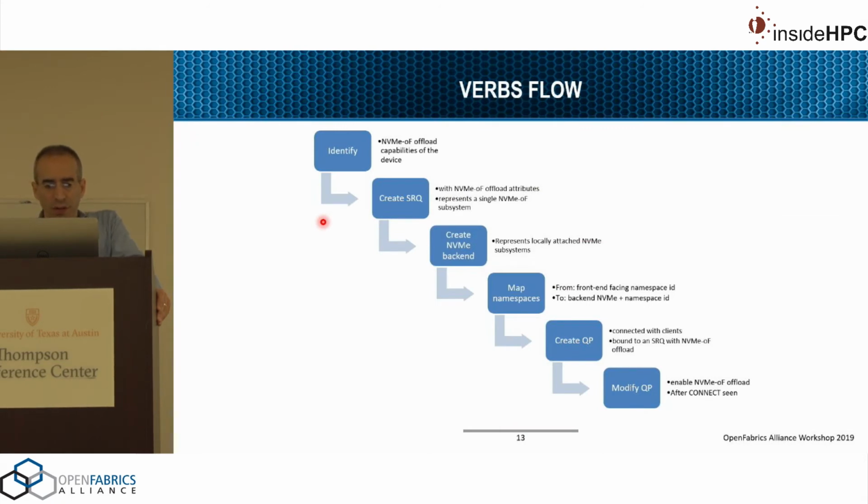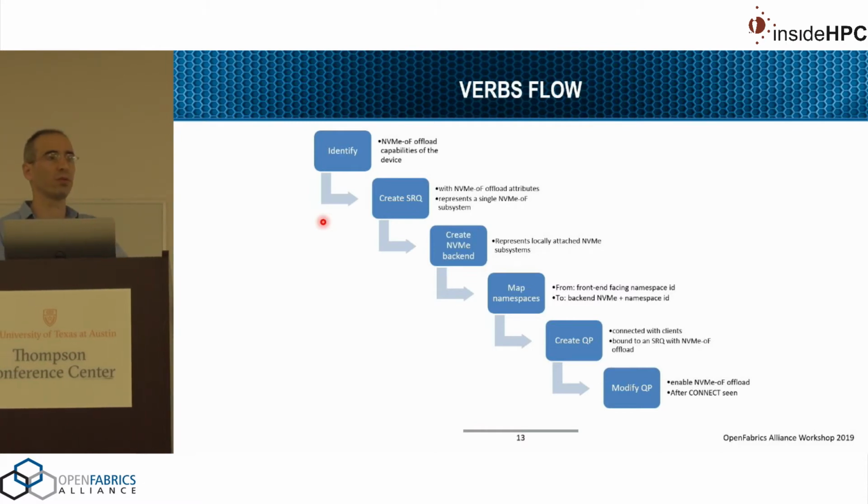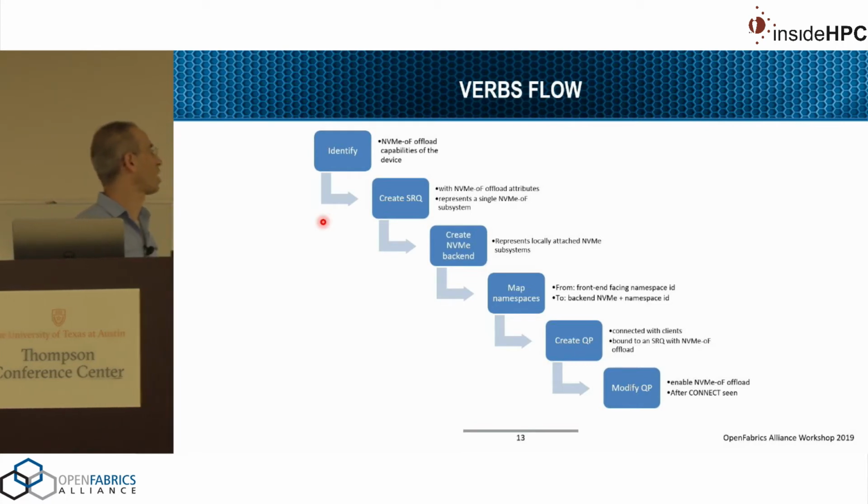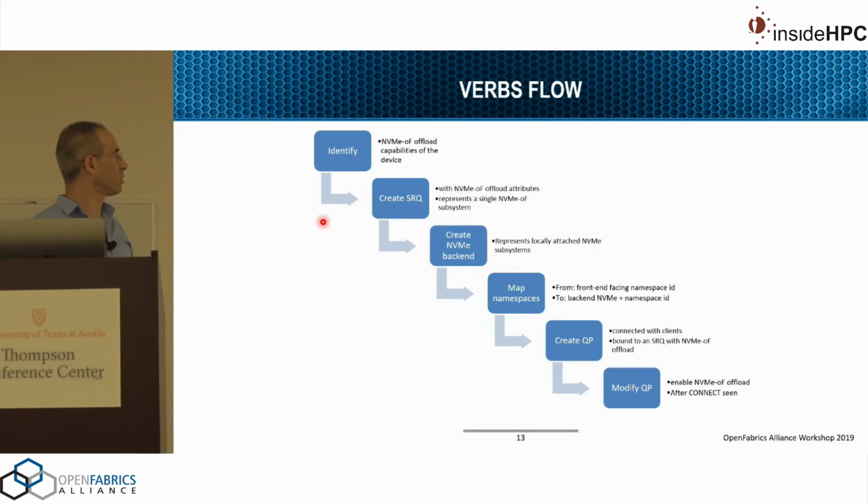In terms of the Verbs flow, we start with identification. Always when you bring up your application, you would like to discover what hardware, what kind of elements you have. So we've added support for querying which devices are there, and what offload capabilities the devices support. Then we create the shared receive queue, as I described. This is the first element. It describes the intermediate buffer.